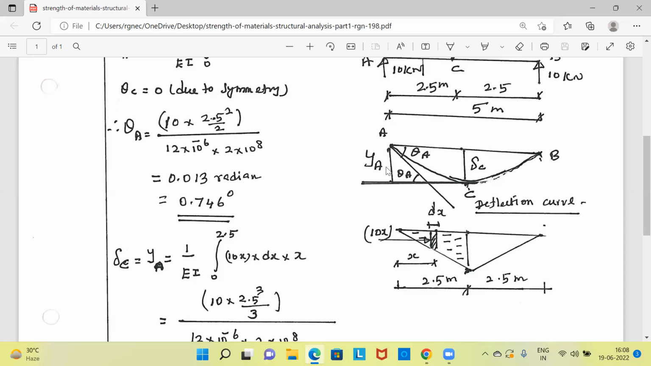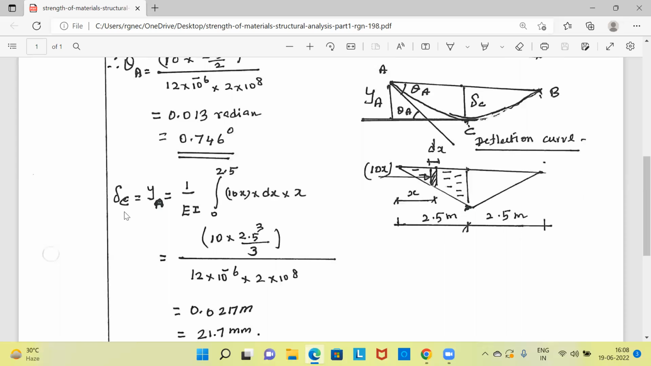Please note, we should not take the moment of the area of the bending moment diagram between A and C about the point C. If you take moment about the point C, it will give the value of the vertical intercept between the two tangents which is below C, and it is in no way related to delta C. Delta C is equal to YA. Therefore, we have to take the moment of the area of the bending moment diagram between A and C about the point A.